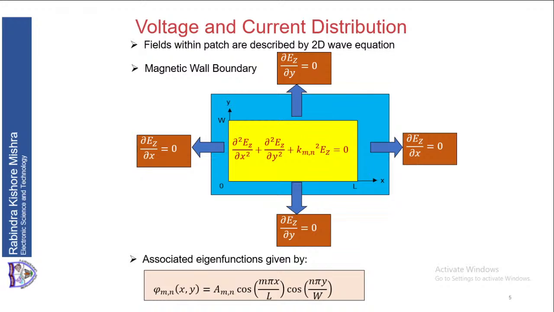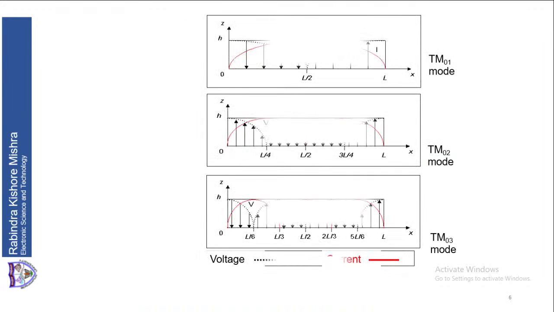So here it will be the dual of that. Therefore, it is Amn, the amplitude associated with the mth mode, then cos m pi x by L cos n pi y by W. This follows the same principle of waveguide analysis. We are not going to derive this. Since it is the dual of the waveguide, we can write this solution directly.